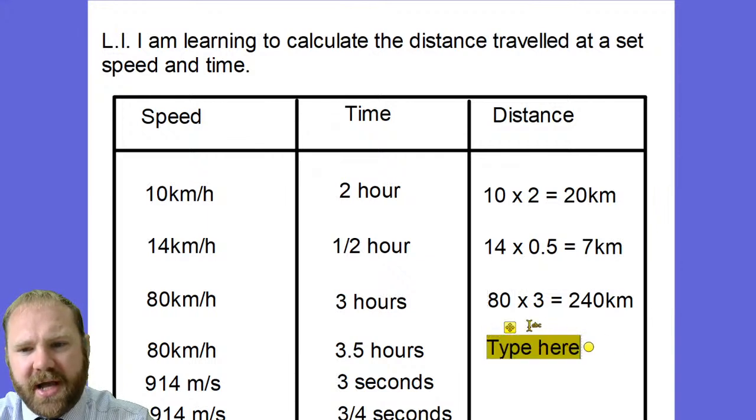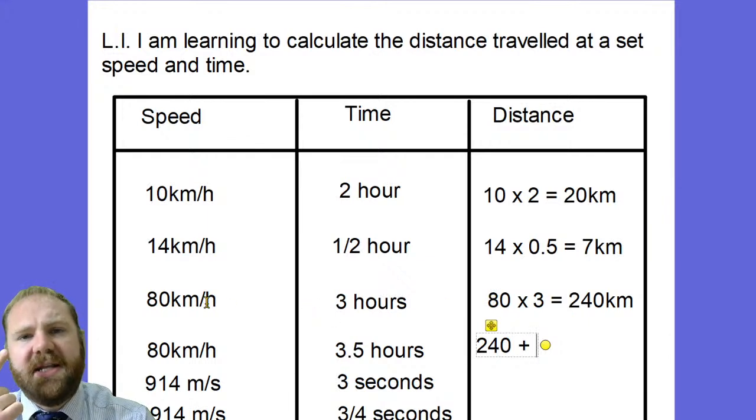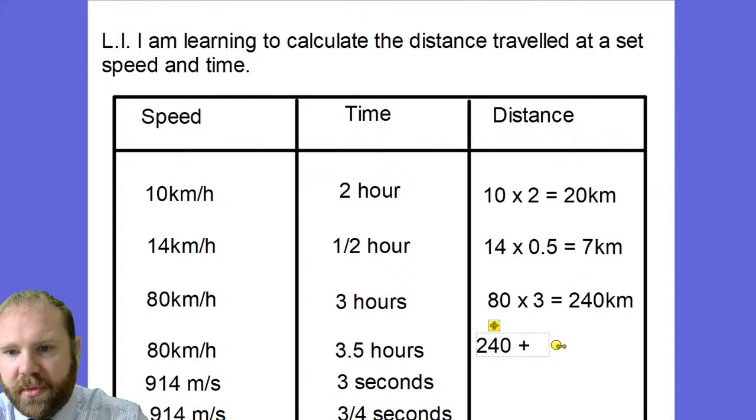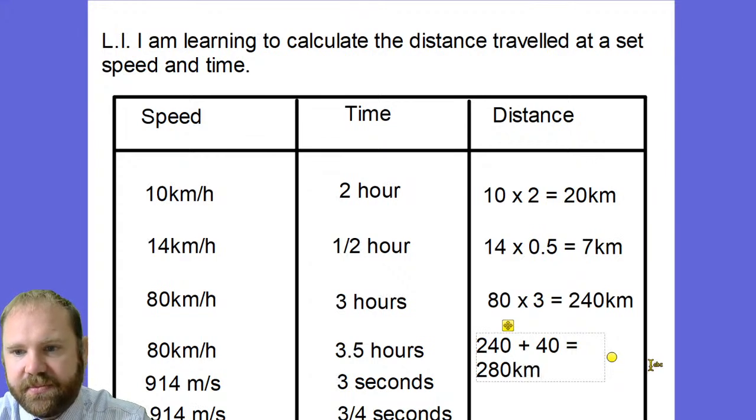What about in 3.5 hours then? Okay, well, we already know that in 3 hours we go 240. In half an hour then, if we go 80 kilometers in 1 hour, in half an hour, we're only going to go 40 kilometers. Oh, that disappeared there. I don't know why that disappeared. That's strange. There we go. So we're going to go an extra 40 kilometers. So in total, we're going to go 280 kilometers in this case.